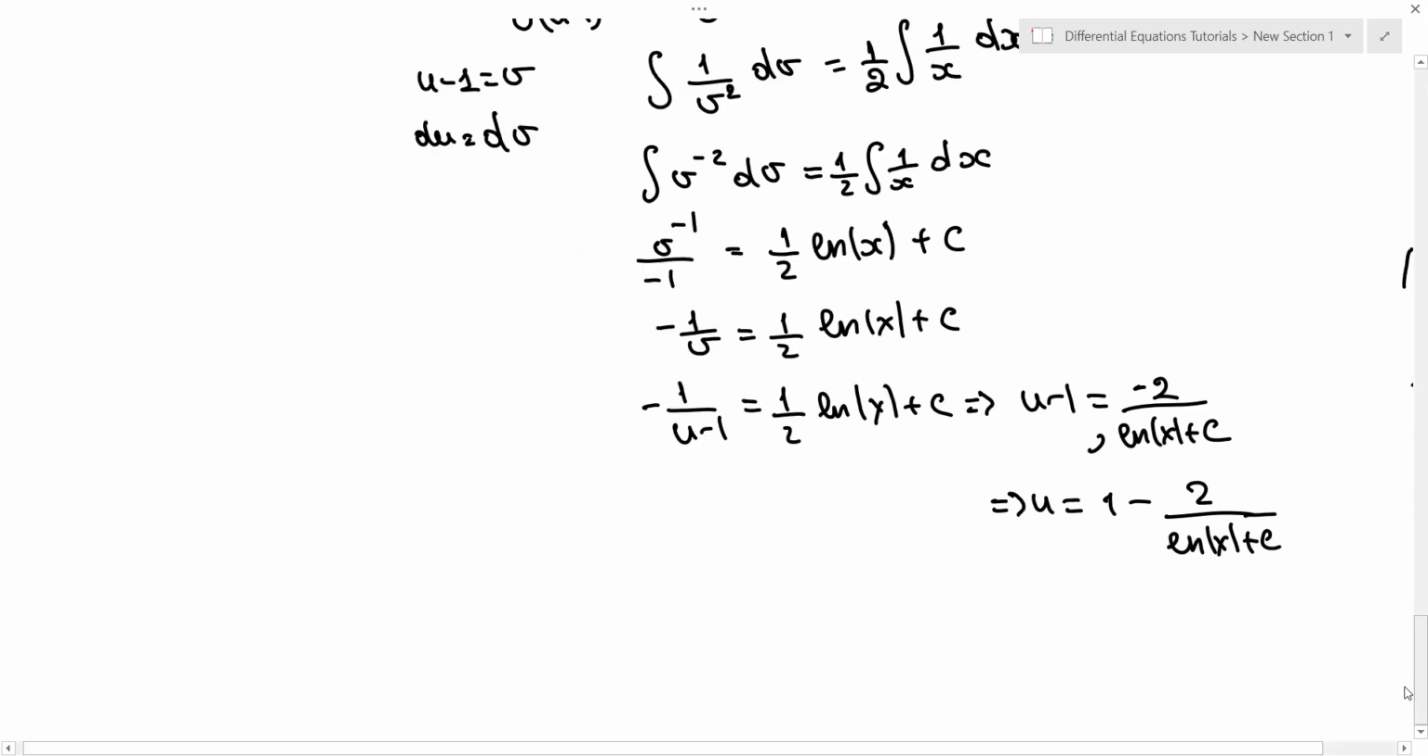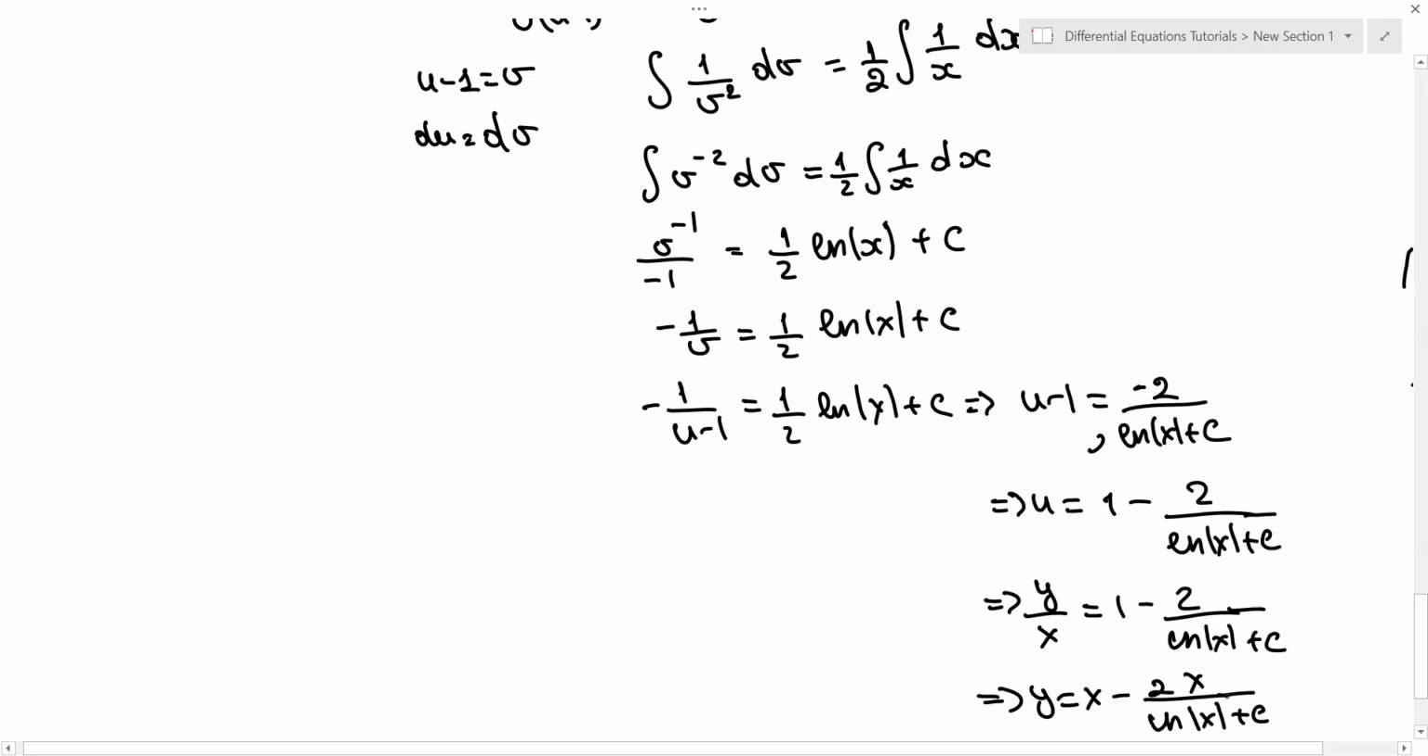And as you know, instead of u, we can write y over x. So y over x is equal to 1 minus 2 over ln x plus c. And if you multiply everything by x, we have y is equal to x minus 2x over ln x plus c. And that's the final answer.